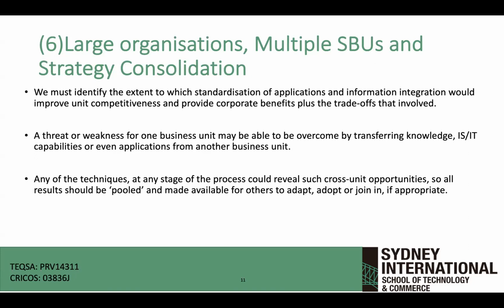Any of the techniques at any stage of the process could reveal such cross-unit opportunities. How can we benefit from each other? So all results should be pooled and made available to others, and we help other people to adapt their processes, to adopt what we do, to join in with us on the projects if it is appropriate for them to do so. But we need to really get those benefits from all of these big networks that we work with, including our own organization, a large organization, our business units. How are we going to create that consolidation to really reach a lot of our benefits?